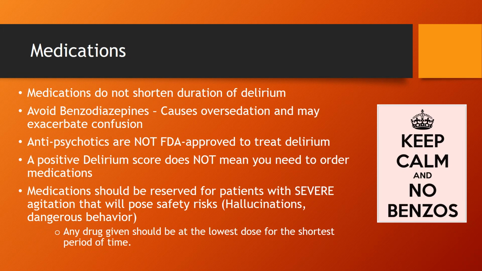Antipsychotics are not FDA approved for the treatment of delirium. In fact, there's a big black box warning on them. So if we're going to use that, it should be only for severe agitation that will pose safety risks like hallucinations or dangerous behavior. Just remember, a positive delirium score does not mean that you need to order medications. There's lots of things we should do prior to that. And any drug given should be at the lowest dose for the shortest period of time.